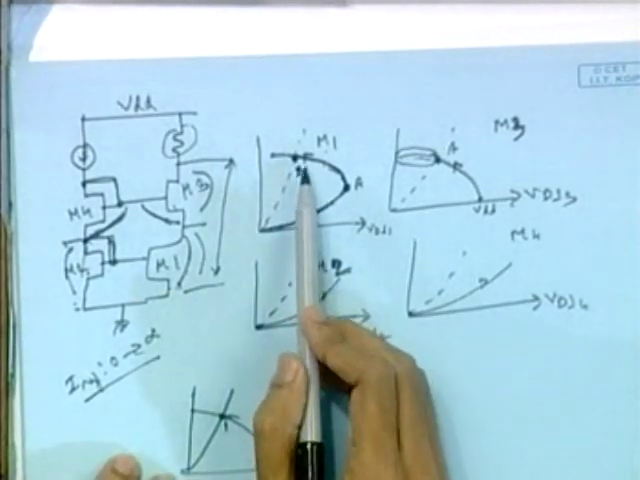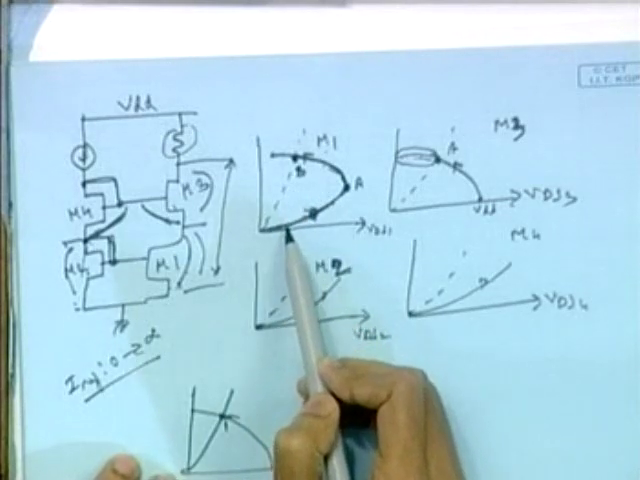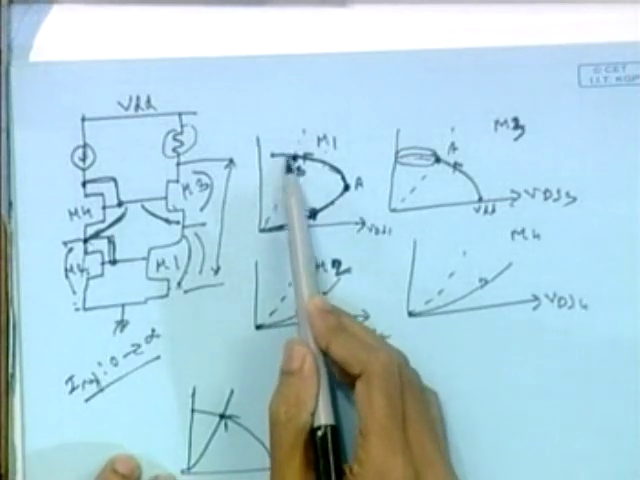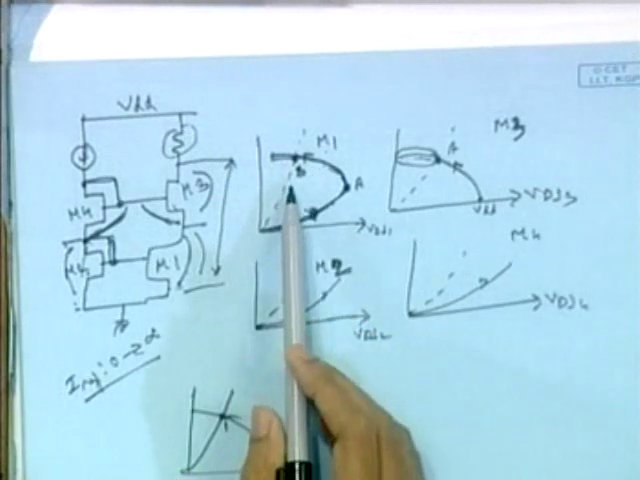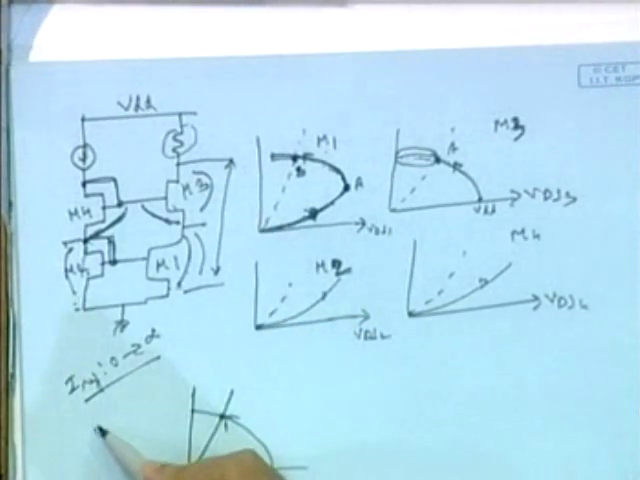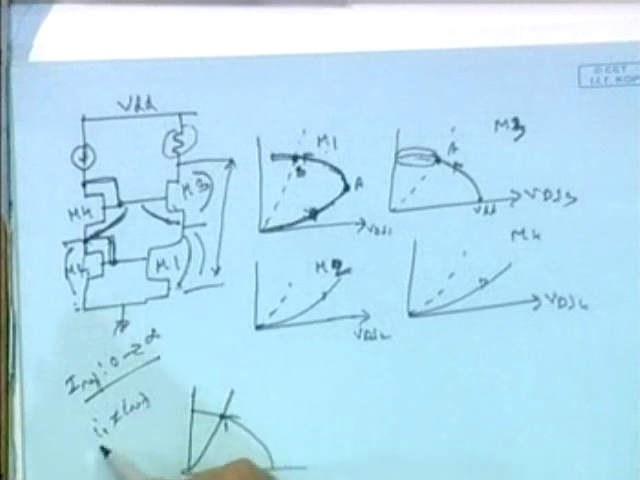So this will operate as a current mirror up to this point, and beyond this point it won't act as a current mirror, and I0 will not be equal to IREF in this zone.